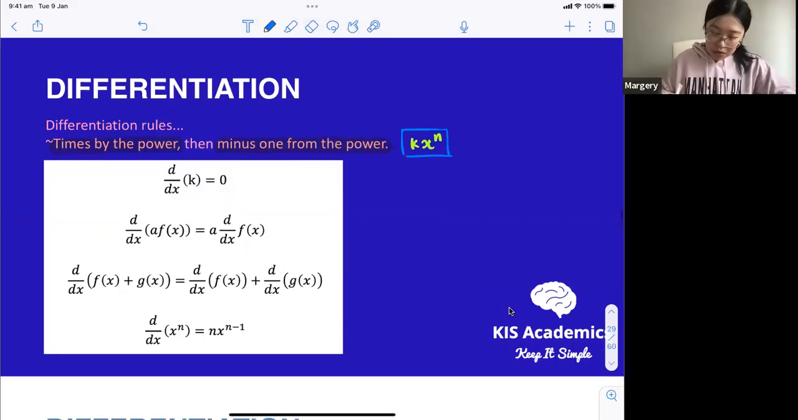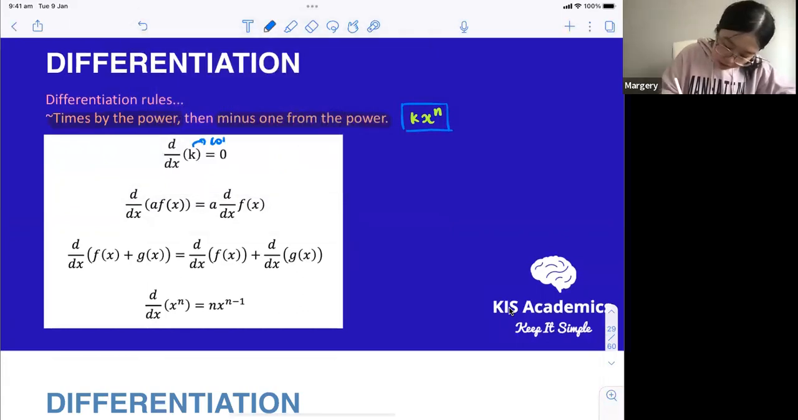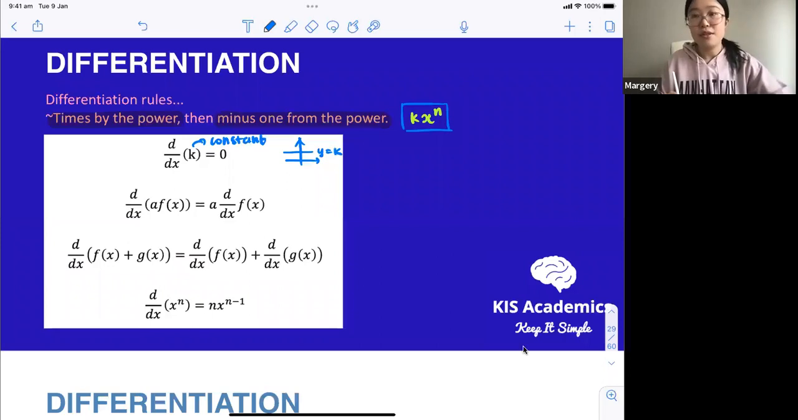And so these few rules down here are saying that if I have k, which is a constant, then the derivative of our constant is equal to 0. Which, if you think about it graphically, is if we have k a constant, which is y equals k here, it'll be a horizontal line. And we know that the gradient of a horizontal line is 0. So the derivative of a constant would then be 0.